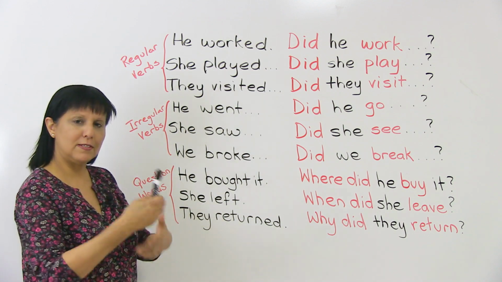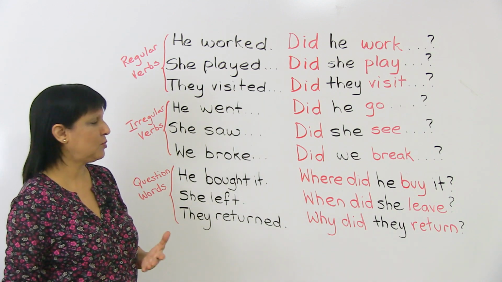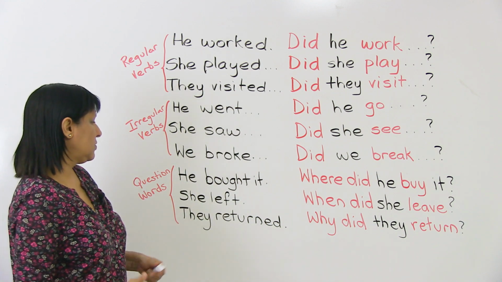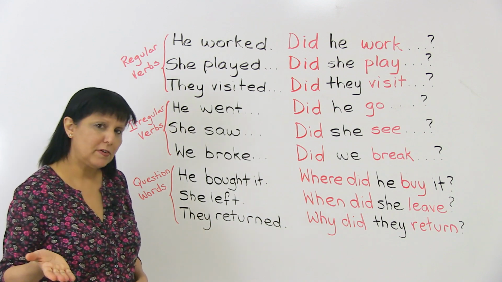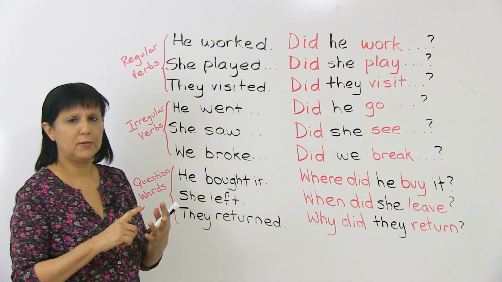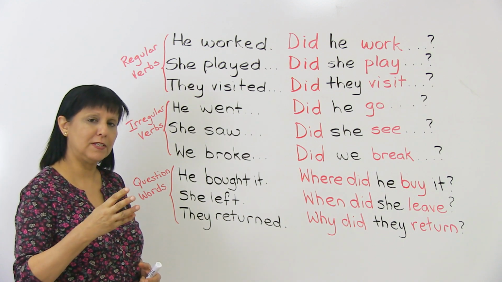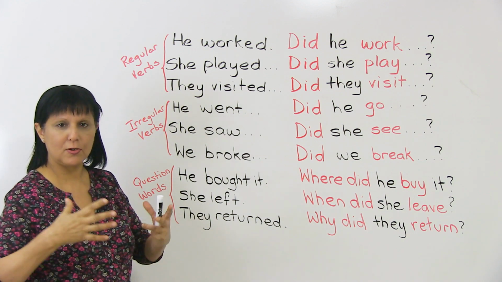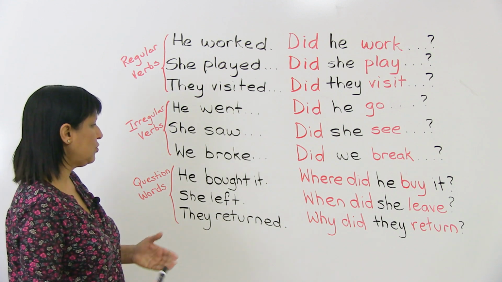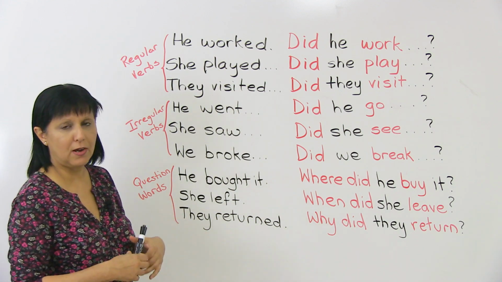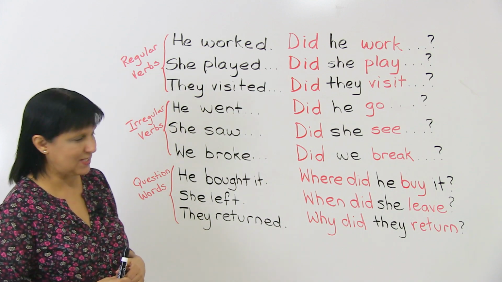Now, there is another little challenge because sometimes we're also using question words, right? So, for example, first of all, what are the question words? Who, what, when, where, why, how much, how many, how often, things like that. Okay, these are our question words. So how do we integrate or use these words along with our past simple questions?